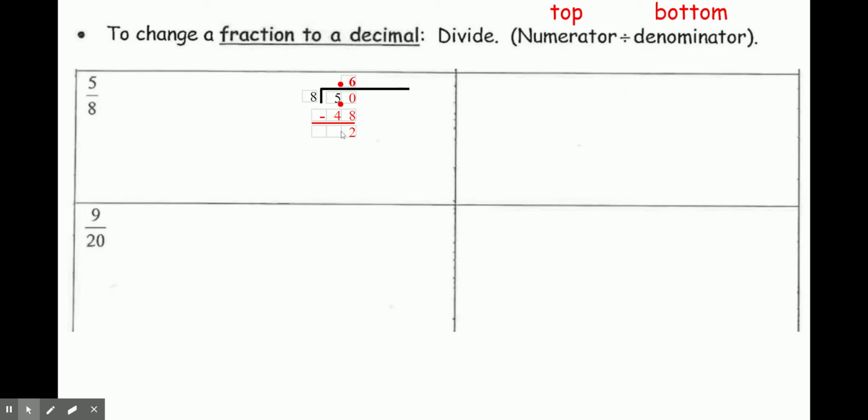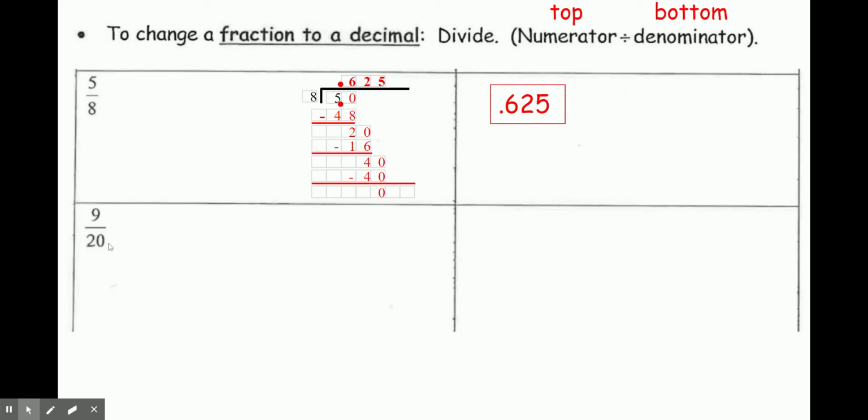And we have a remainder, so we have to keep going. So what we do is we just add a 0, and then we continue dividing. 8 goes into 20 2 times. 8 times 2 is 16, so we subtract, and we have 4 as a remainder. Darn it, so we have to add another 0. 8 goes into 40 5 times, and 8 times 5 is 40. Woohoo! Looks like we have 0 remainders, which means we are done. 0.625 is going to be our answer.